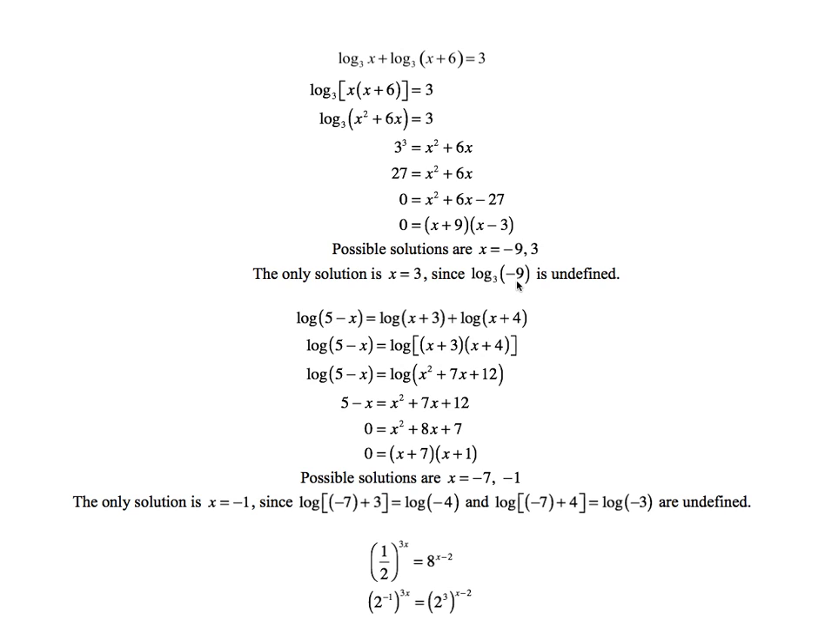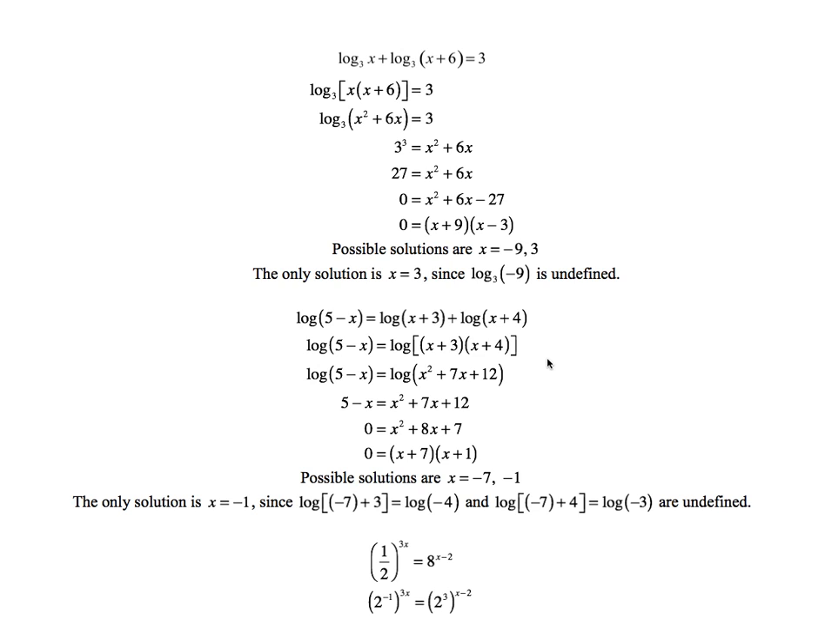If you put -9 into the original equation, then of course you'll be taking log base 3 of -9, and you can't take the logarithm of a negative number. If, of course, you substituted them into one of these equations, you would get equality. So that would fool you into thinking that was a correct solution. That is why, for verification, you must always put your possible solution into the original equation.